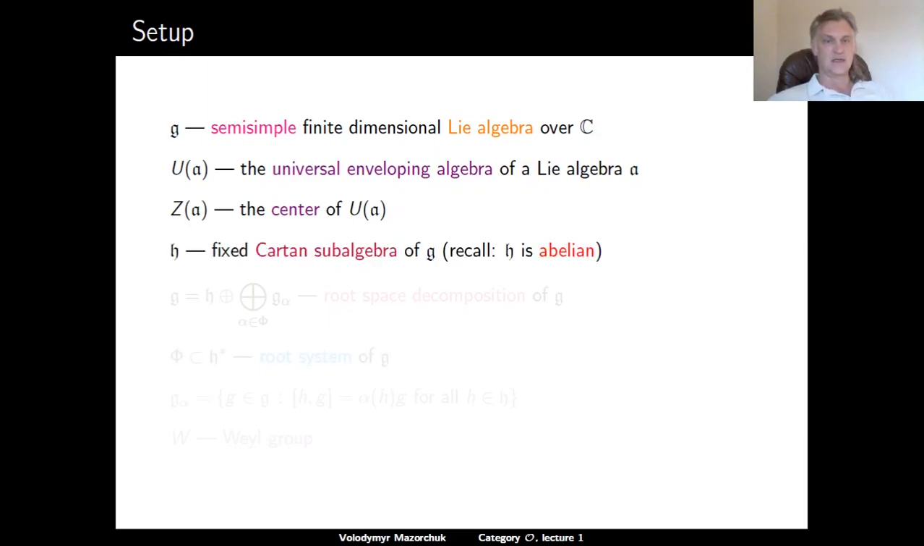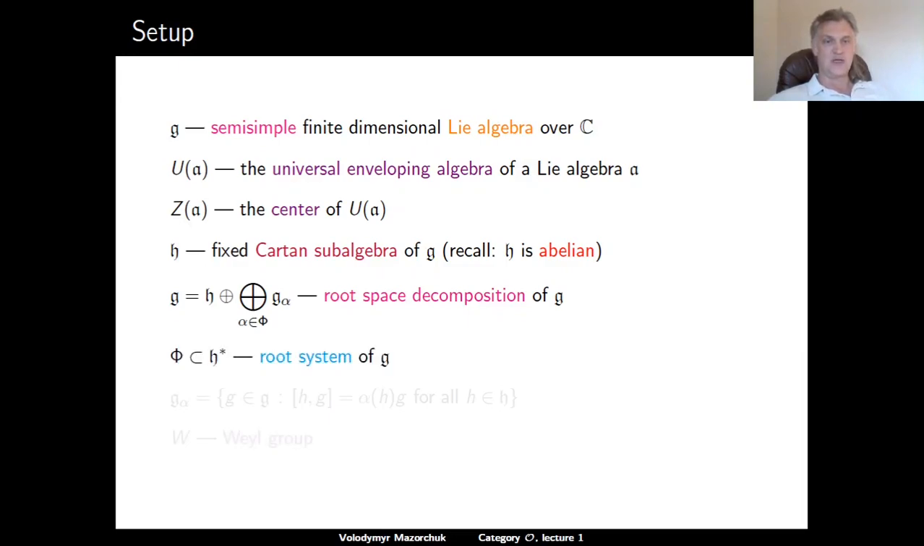Let us fix a Cartan subalgebra of g. Recall that a Cartan subalgebra of a semi-simple finite dimensional Lie algebra is abelian. Moreover, all Cartan subalgebras belong to the same orbit of the action of the group of inner automorphisms of g. So up to some natural notion of equivalence, it doesn't matter which Cartan subalgebra we fix. Associated to this Cartan subalgebra, we have the root space decomposition of g as a direct sum of the Cartan subalgebra and the corresponding root spaces.